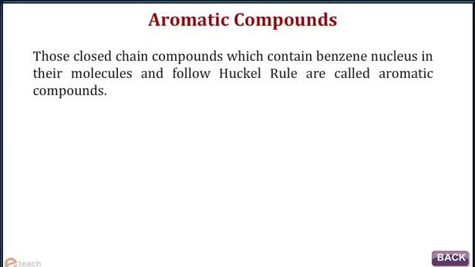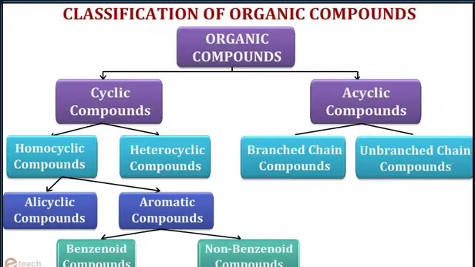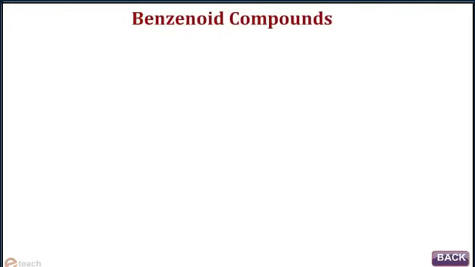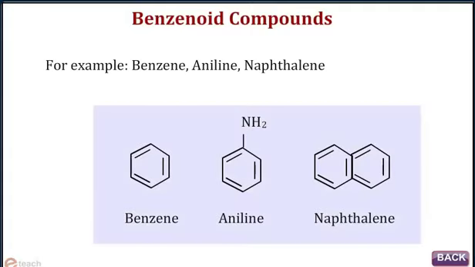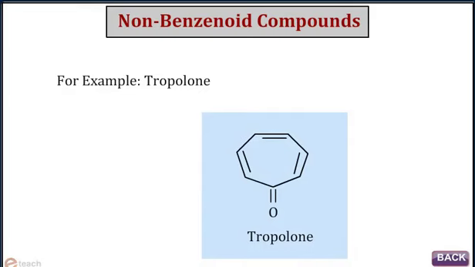Aromatic compounds. Those closed chain compounds which contain a benzene nucleus in their molecules and follow Hückel's rule are called aromatic compounds. For example, benzene. Aromatic compounds are of two types. First, benzenoid compounds and second, non-benzenoid compounds. Benzenoid compounds. For example, benzene, aniline, naphthalene. For example, tropolone.